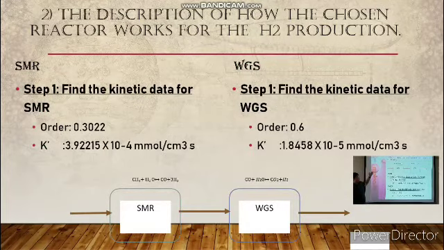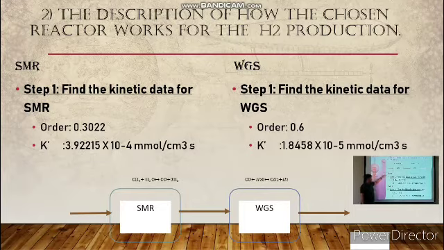So, the description of how to choose the reactors. We have SMR and WGS. First, the methane from the natural gas will mix with the water inside the SMR and produce carbon monoxide and hydrogen. The product of SMR will flow to WGS for further reaction to produce hydrogen gas.